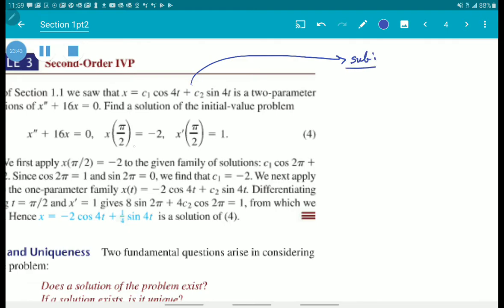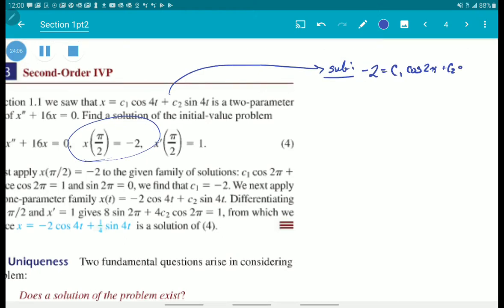So if we were to substitute in this information in for x, we're going to have -2 is equal to C1 times the cosine of 4 times pi over 2, which is 2 pi, plus C2 times the sine of 4 times pi over 2, which is 2 pi. We know sine of 2 pi is 0, cosine of 2 pi is 1, so -2 is equal to C1.